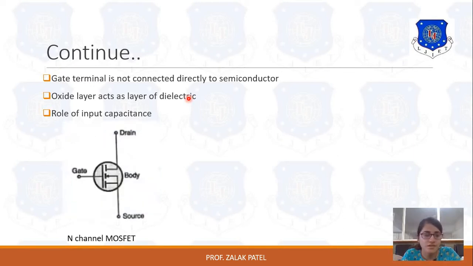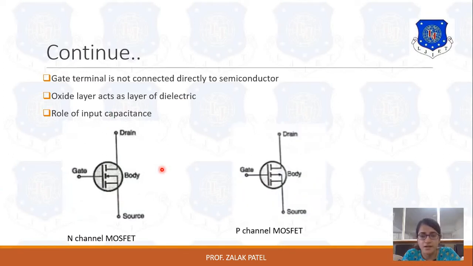This is the circuit symbol for the N-channel MOSFET, and this is the circuit symbol for the P-channel MOSFET. Please note the direction of the arrow. For the N-channel MOSFET it should be in the inward direction, and for the P-channel MOSFET it should be in the outward direction.